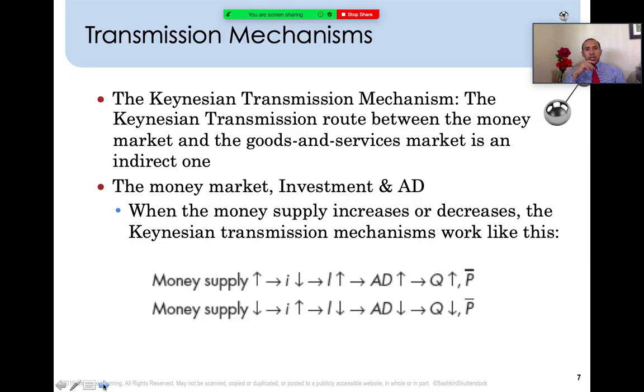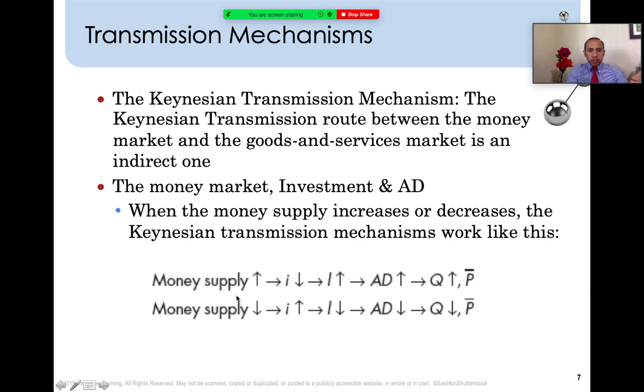Now, the Keynesian transmission mechanism essentially shows the route between the money market and how it travels to the goods and services market, or in this case, the aggregate demand, aggregate supply model. So we're going to have the money market, which shows the money supply and the interest rates, how it creates investment or consumption, and how it stimulates aggregate demand, which essentially is represented by the following condition. When the money supply increases or when it decreases, the Keynesian transmission mechanism works in a particular step-by-step process.